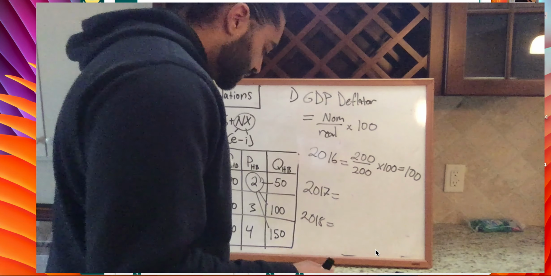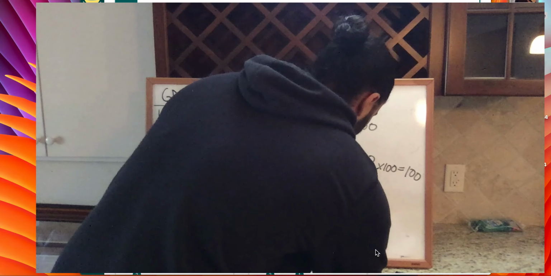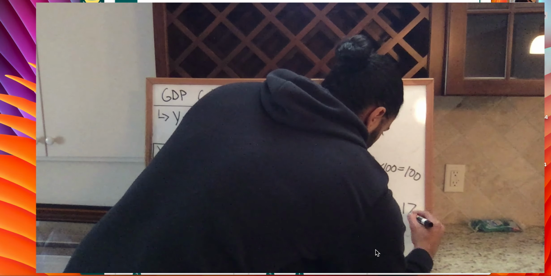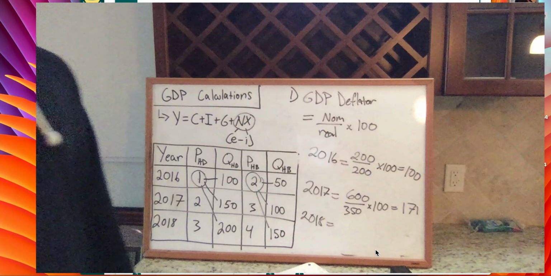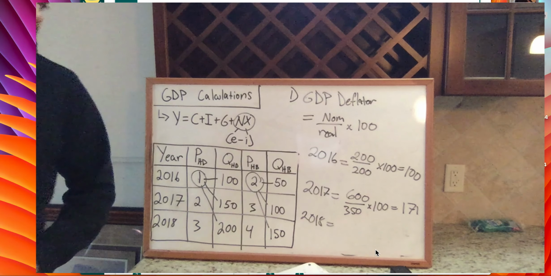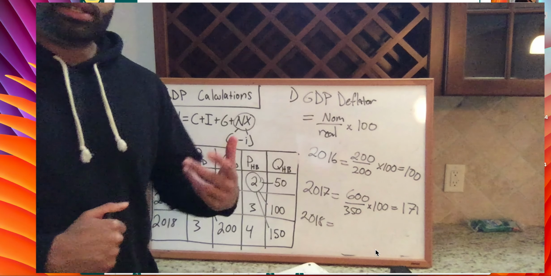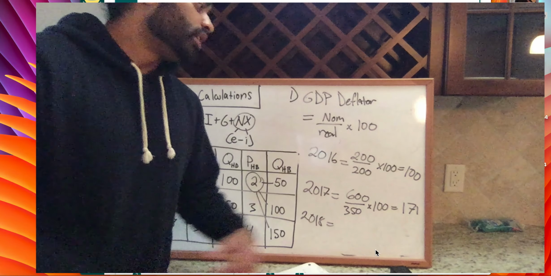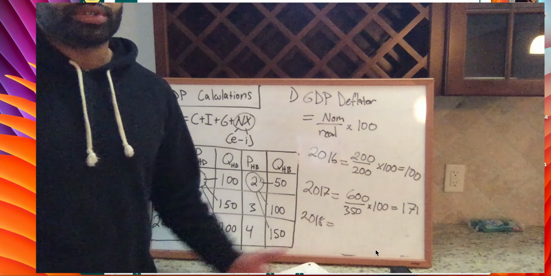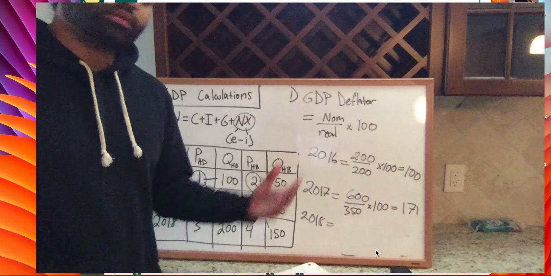So for 2017, it's going to be 600 divided by 350 multiplied by 100, and this equals 171. So you do the math and you get 171. So the reason why we use indexes in economics is it's easier to visualize the percent change. So from 100 to 171, the percent change has been 71%. If you don't believe me, you can do the math. We'll do it in a bit.